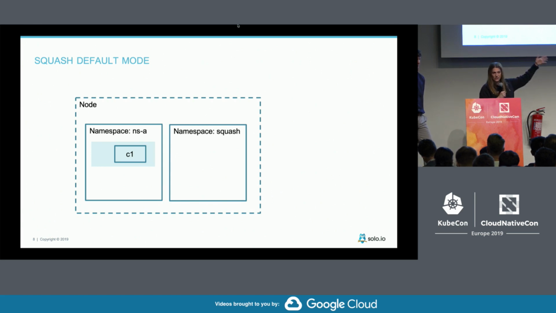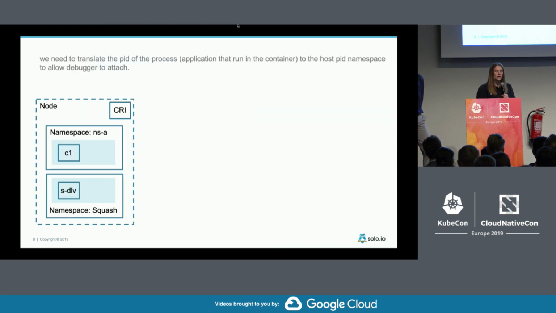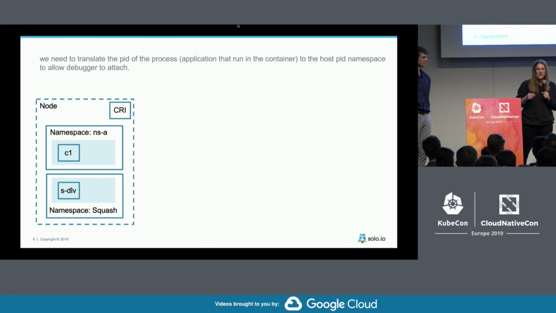In the end of the day, I have a node. I have the namespace of my application. And what I also have is a namespace of Squash. In the default version, it's pretty simple. I'm just deploying the debugger, in that case DLV, because I'm debugging Go, and attaching it to the running microservice, a running process, basically. But the problem that I really have is to understand to which process I should actually attach, in the namespace of the operating system PID. And that's basically the magic of Squash.